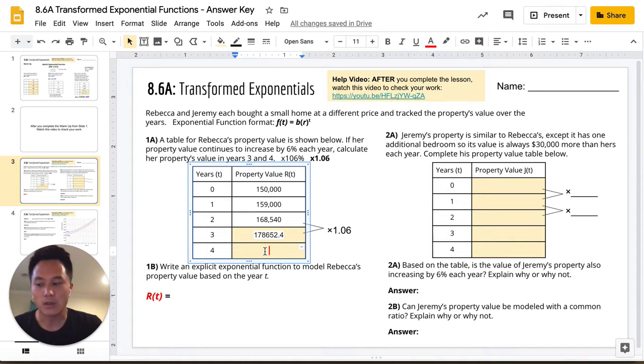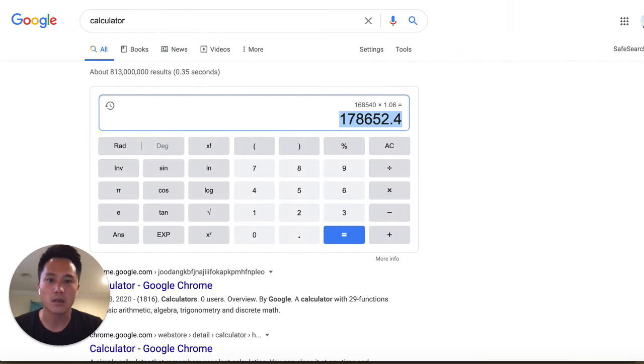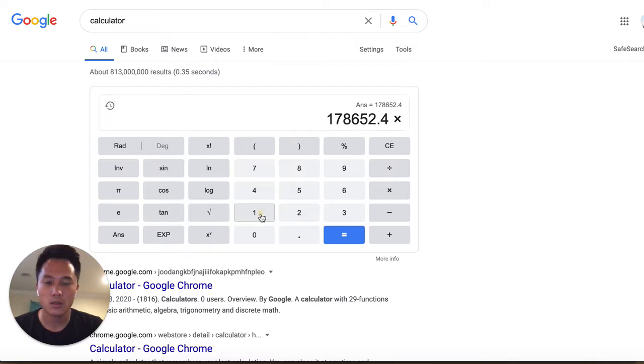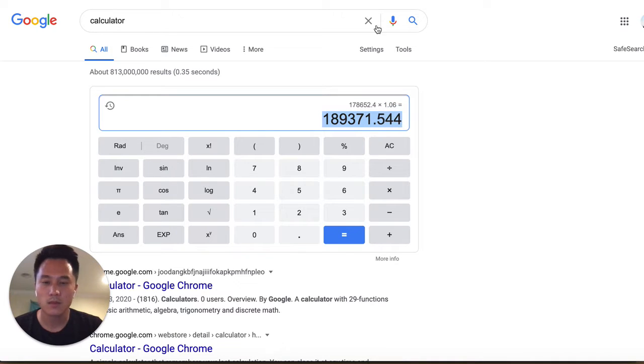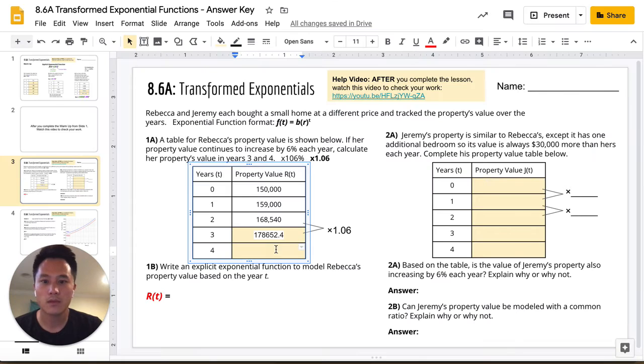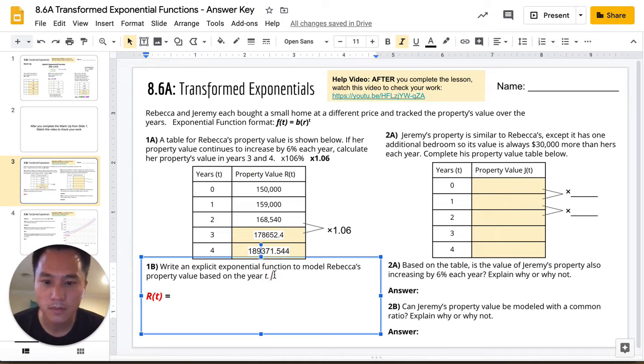Then to find year 4, I can take year 3, multiply that value by 1.06 again, it's the common ratio. And I get this number here. I can copy that and paste it in, make it a little bit smaller so the table just looks nice. Okay, so now I filled out the table showing the 6% increase each year.